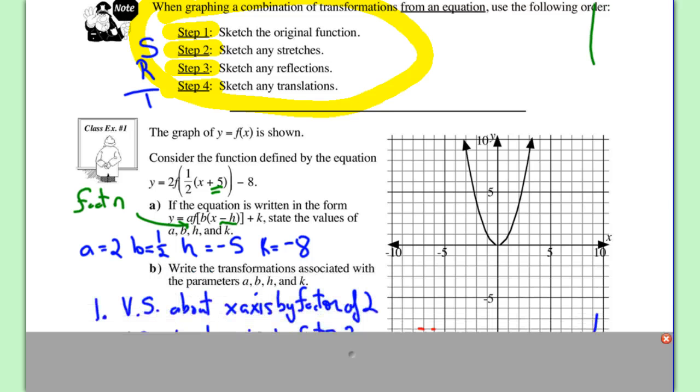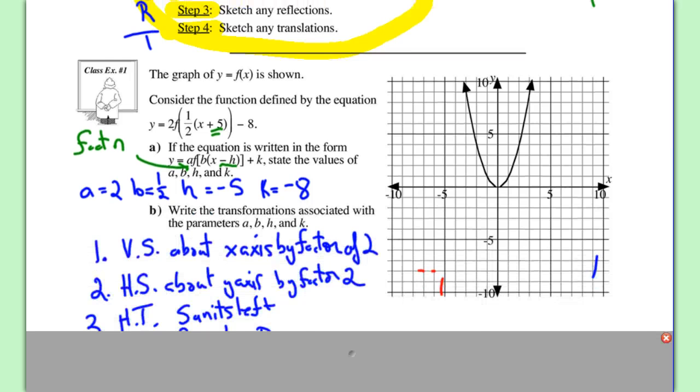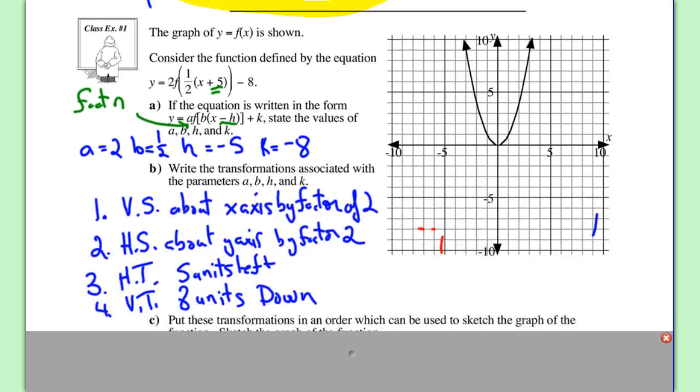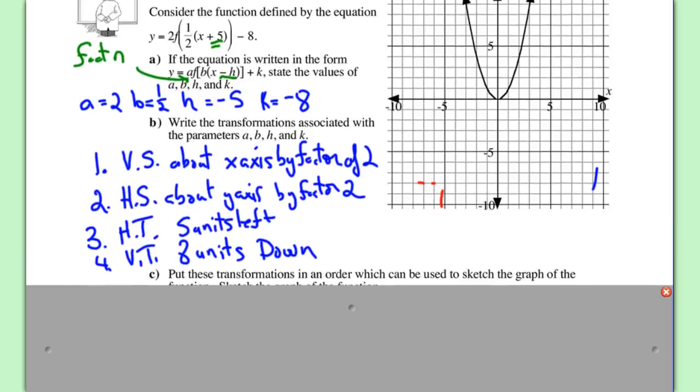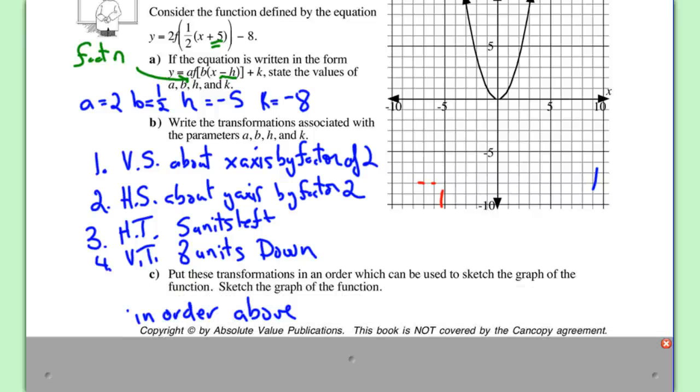If we write the transformations associated with these changes, they are a vertical stretch by 2, a horizontal stretch by a factor of 2, a horizontal translation 5 left, and a vertical translation 8 down. Now if we're going to do this to f(x), what order should it be in? Well, it should be in the order above because we always do stretches first. There are no reflections, but then we do our vertical and horizontal translations. So there is our S, no R, but we thought about it, and T.